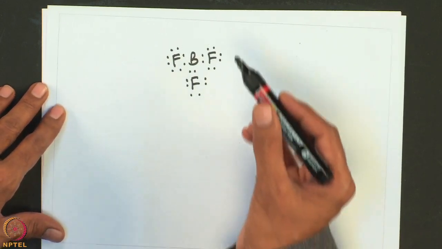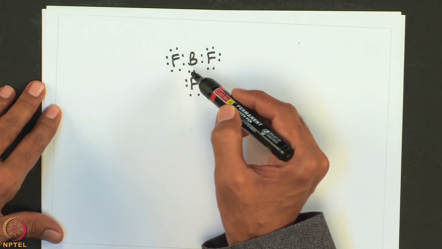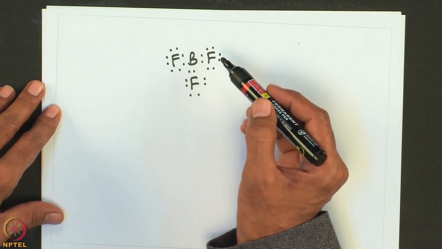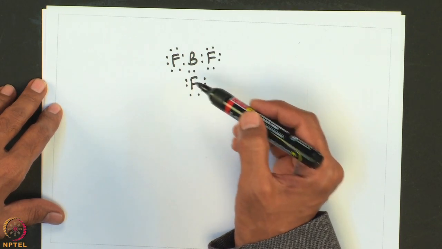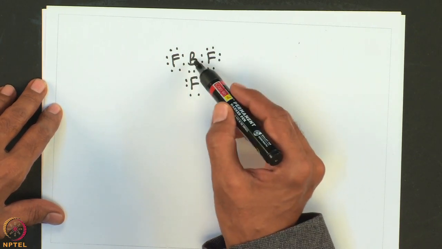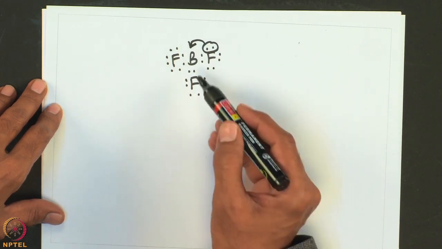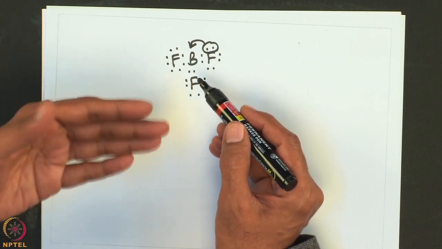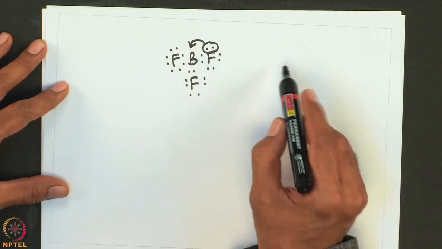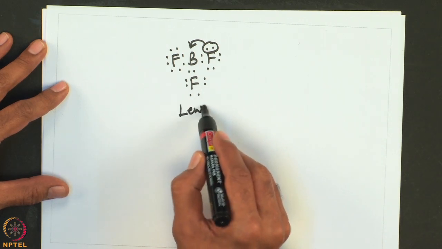Here the octet is not satisfied for boron because it has only 6 electrons, and of course BF3 is less Lewis acidic compared to BCl3 because of 2p-2p interaction. So these two electrons might come here so that it can give a little bit of completion of the octet. This is the Lewis dot structure.